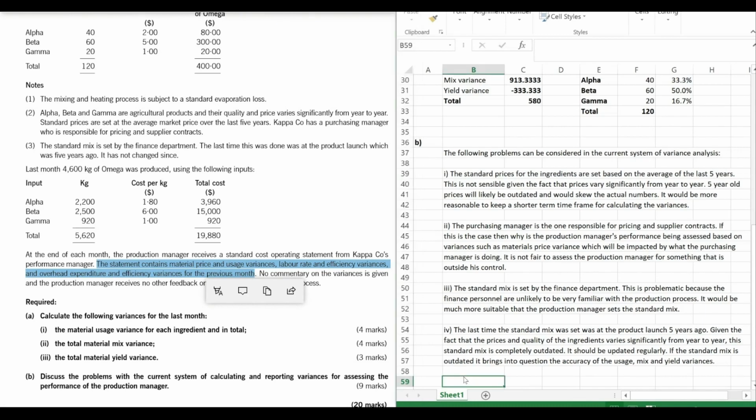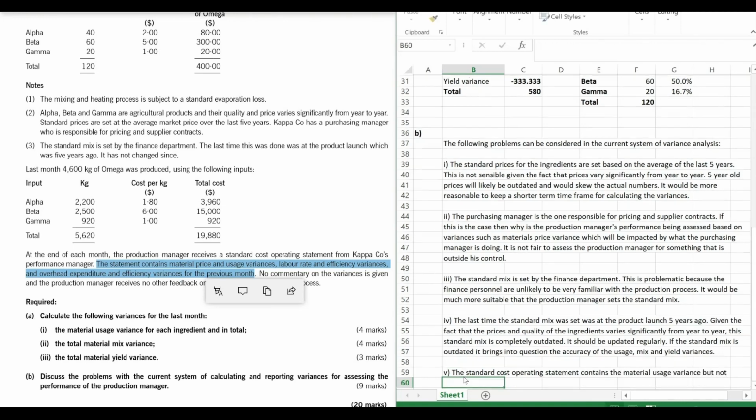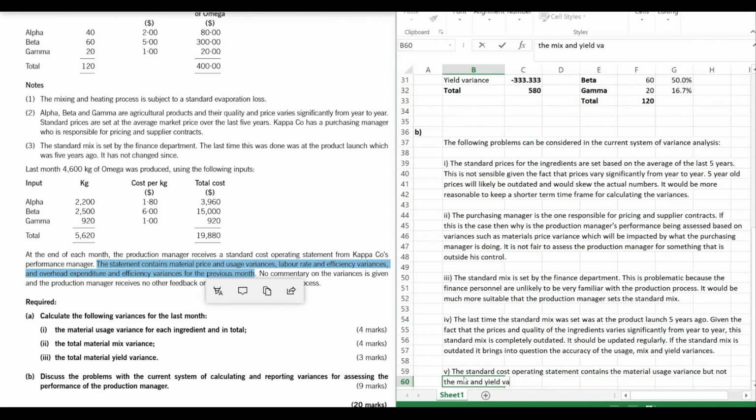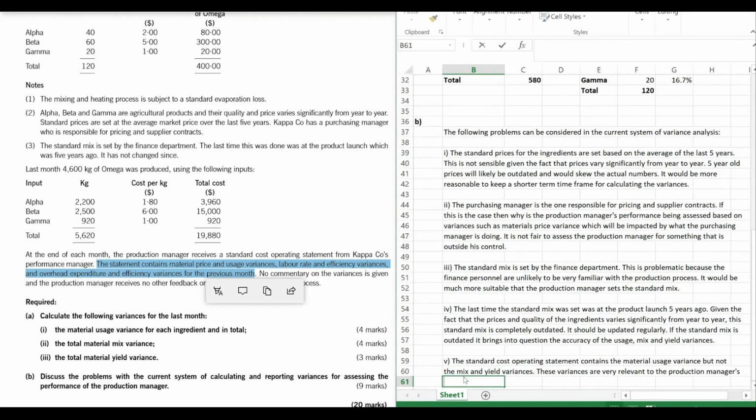Okay, so point number 5. The standard cost operating statement contains the material usage variance, but not the mix and yield variances. These variances are very relevant to the production manager's role and would give a lot of insight. Ideally, they should also be included.